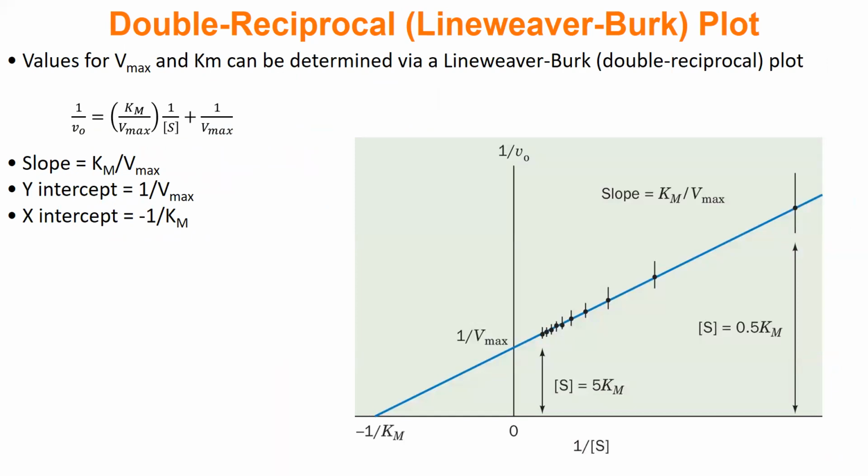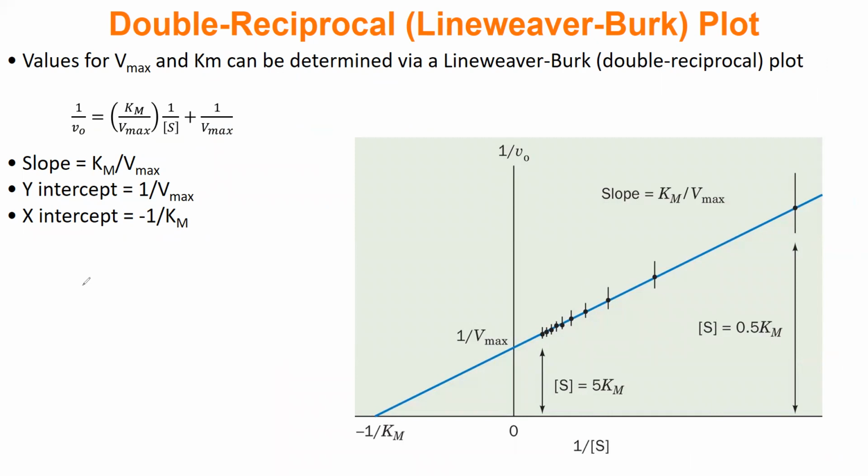Now, back in the dark days, before we had computers, if we were doing experiments and we wanted an accurate measure of Km and Vmax, we had to use what's called a double reciprocal plot, or specifically the Lineweaver-Burke plot. What a Lineweaver-Burke plot is, instead of doing velocity versus substrate, you do 1 over velocity on the y and 1 over substrate on the x.